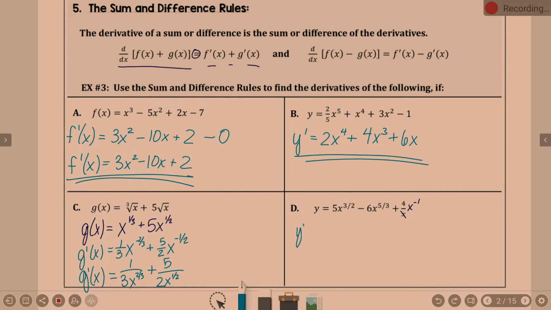y prime. Derivative of 5x to the 3/2. 15 over 2 x to the 1/2, I think. Yes, 15/2 x to the 1/2. Come on, that was good. Pretty much.